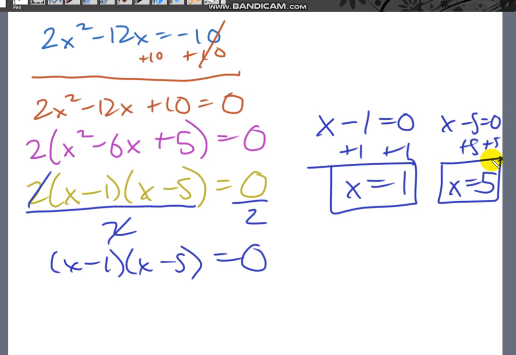Now, like I mentioned earlier, not all of these problems can be solved this way. So what if I gave you something a little bit harder? Let's say I were to clear the screen here. What if I gave you something like x squared minus 10x equals negative 13.